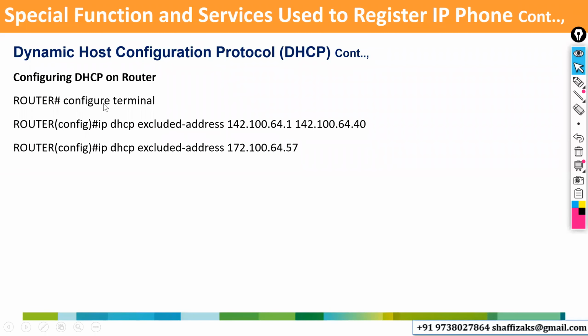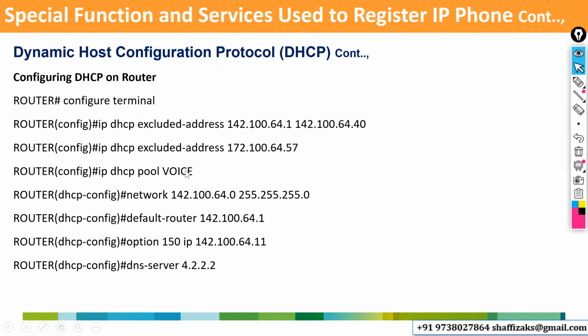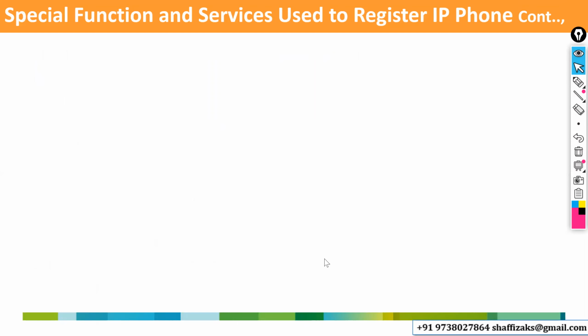See, configure terminal, excluded addresses for example, then the pool, network, default router, option 150, DNS. This is how you provide them. Show ip dhcp binding is the verification command. Okay, this is how you can configure DHCP on the router. Got it? Everyone, any doubts, any questions?